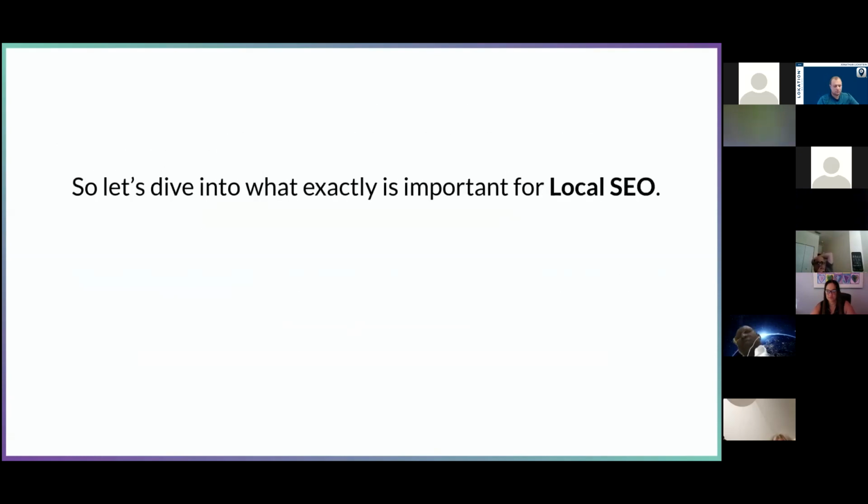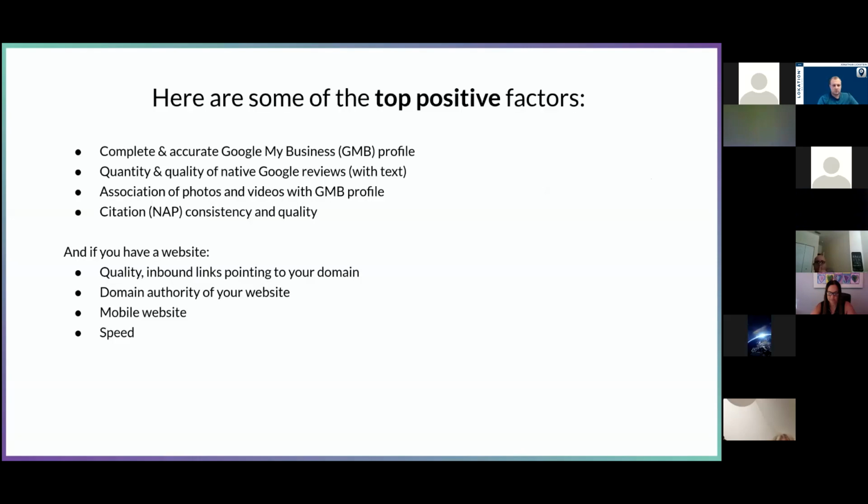So we're going to dive into what exactly is important for SEO at a high level overview, and then we're going to break them all down individually. So here are some of the top positive factors when it comes to getting found on Google. Having a complete and accurate Google My Business profile, the quantity and quality of native Google reviews, having photos and videos associated with your GMB profile. GMB means Google My Business. Local citation consistency and quality.